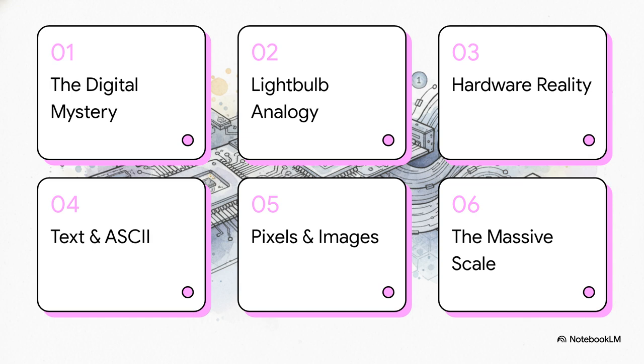Okay, let's dive into this. Here is our roadmap for today. We'll start with the digital mystery, move into a light bulb analogy, and then translate that into hardware reality. From there, we'll see how those hardware concepts create text and ASCII, construct pixels and images, and finally, we'll look at the massive scale. I promise you, starting with a simple analogy is going to lead us straight to understanding some seriously complex modern tech.